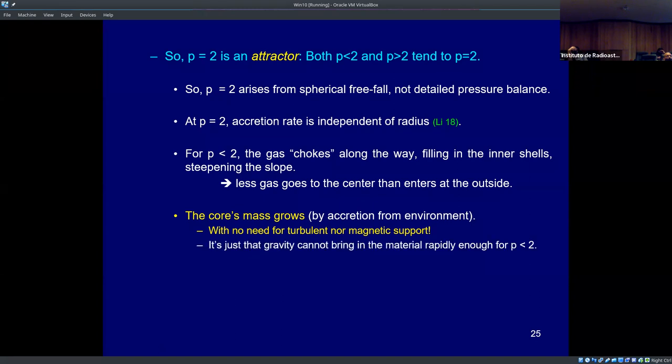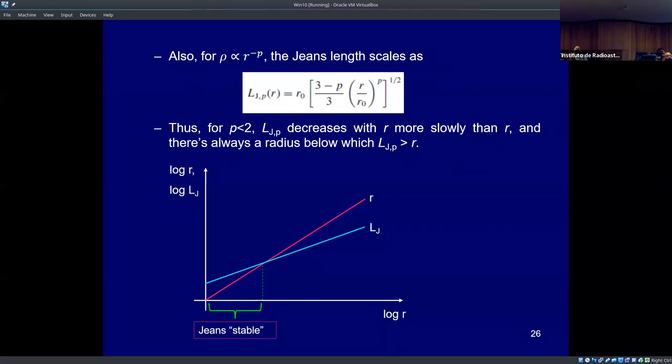Okay. The other very interesting thing is that if you have a power law with an arbitrary slope of minus p, then the Jeans length scales like this thing here. Essentially, it goes like r to the p over 2. So if p is less than 2, then the Jeans length decreases with decreasing radius more slowly than the radius itself. And so you have a situation like I schematically drew in this plot. So this is a plot of the Jeans length versus the radius. The radius, of course, is the identity line, but the Jeans length is a line like this.